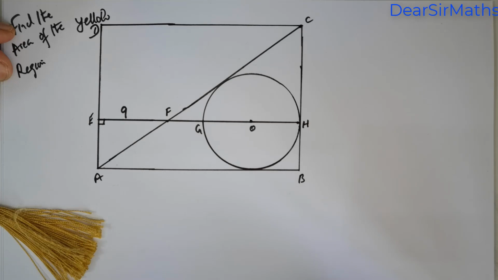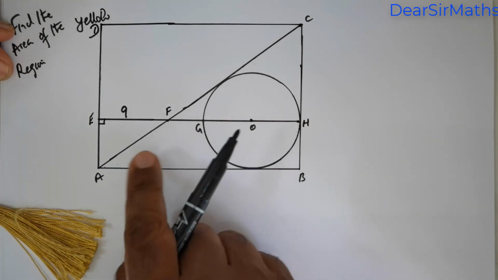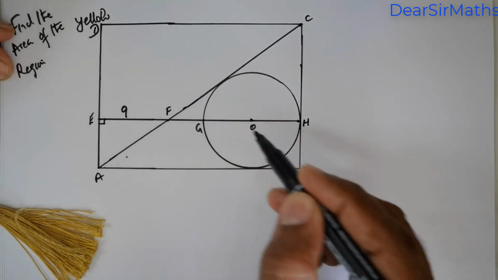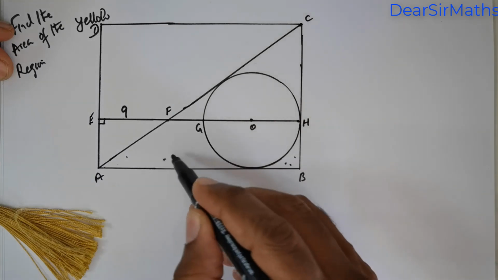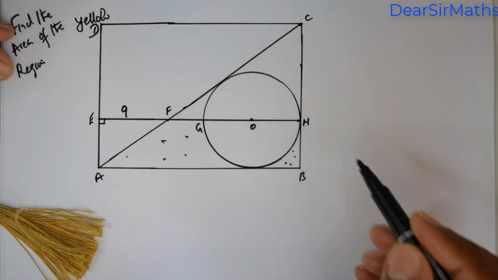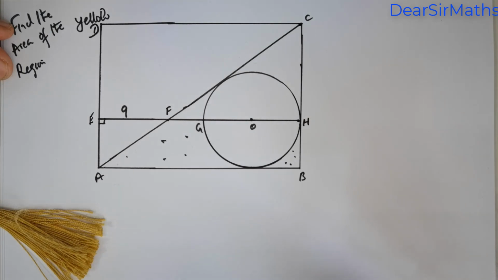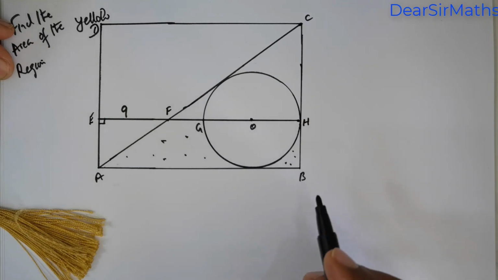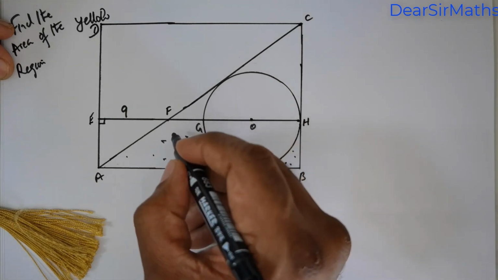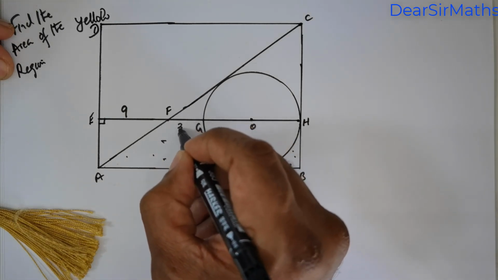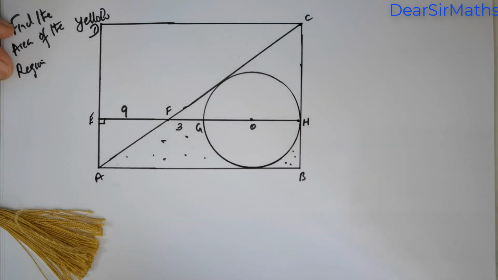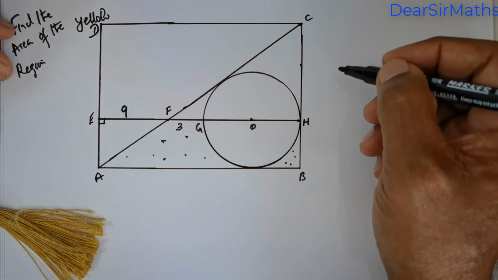We are expected to find the area of this region along with this region. So this is the required area that we are looking for. Now this FG is given to be as 3 units. Now let me start the solution.